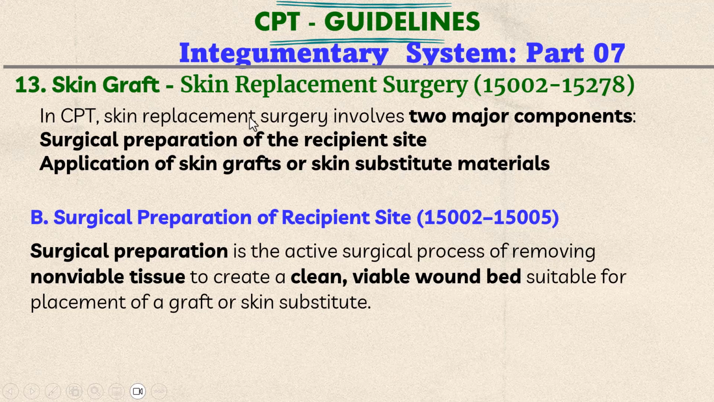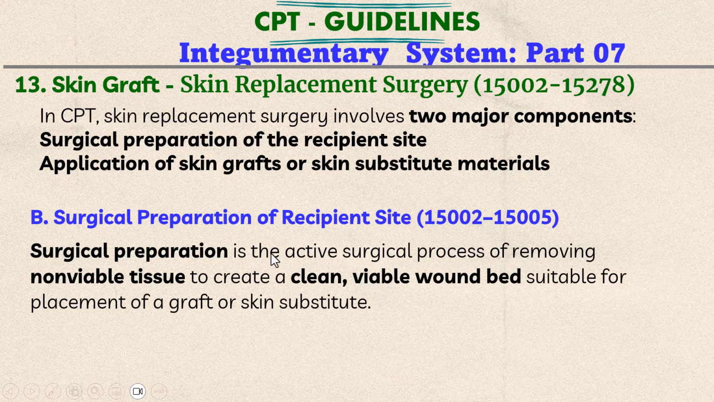So in CPT, skin replacement surgery includes two major components. First one is surgical preparation of the recipient site. Second one, application of skin graft or skin substitute material. So let's go to the surgical preparation of recipient site. This includes the codes 15,002 to 005.